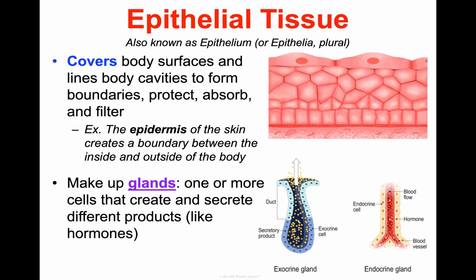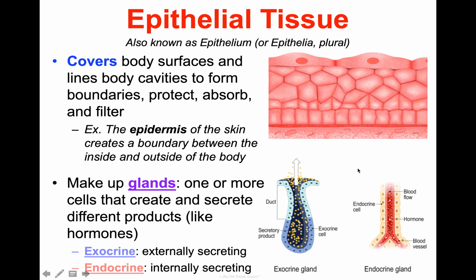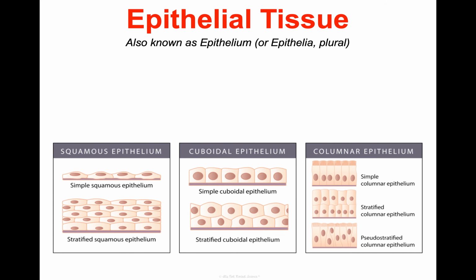Epithelial tissue also makes up glands, which are 1 or more cells that create and secrete different products, such as hormones. And they can be exocrine, meaning externally secreting, or they can be endocrine, meaning internally secreting within the human body. We can also identify glands as uni or multicellular based on the number of cells that make them up. So that's something to consider too.